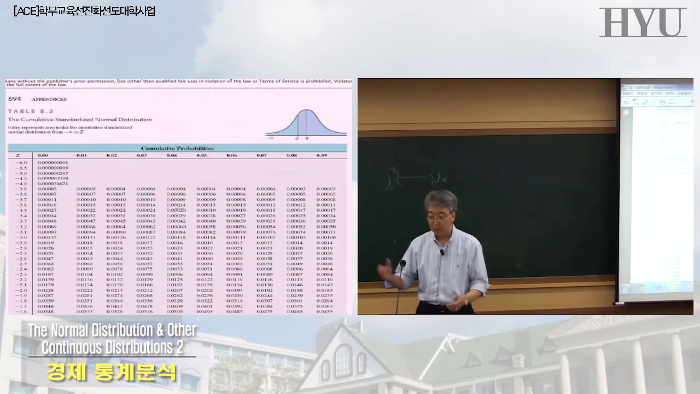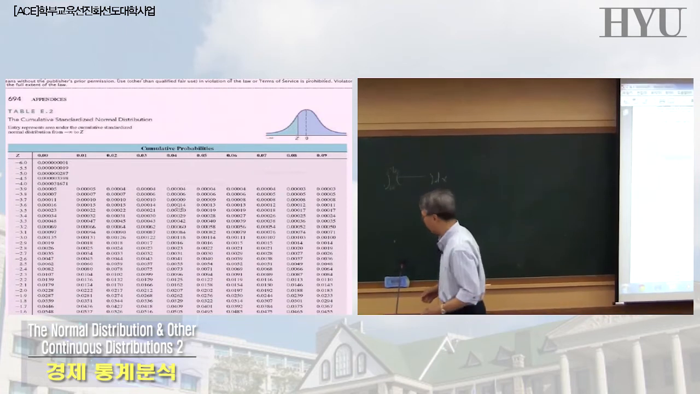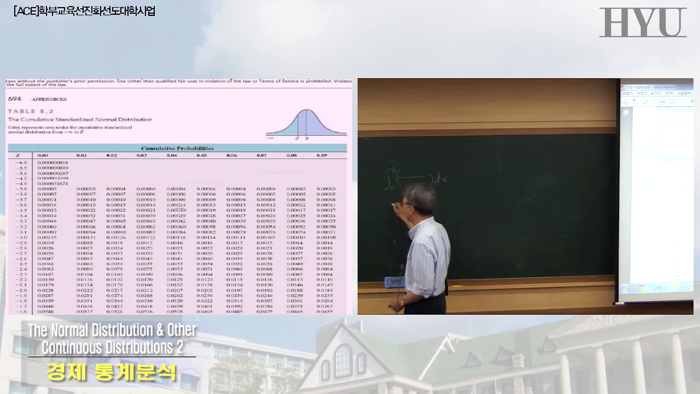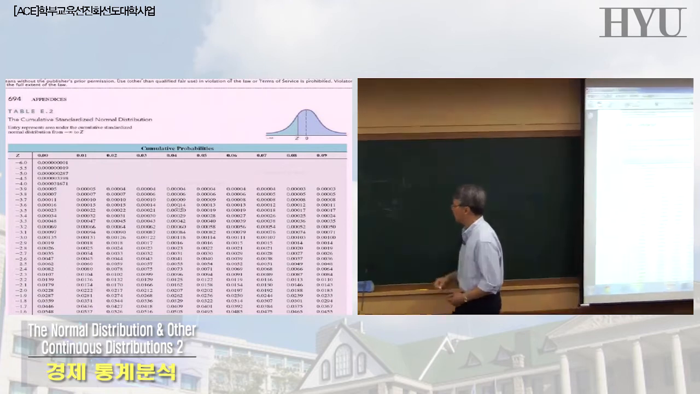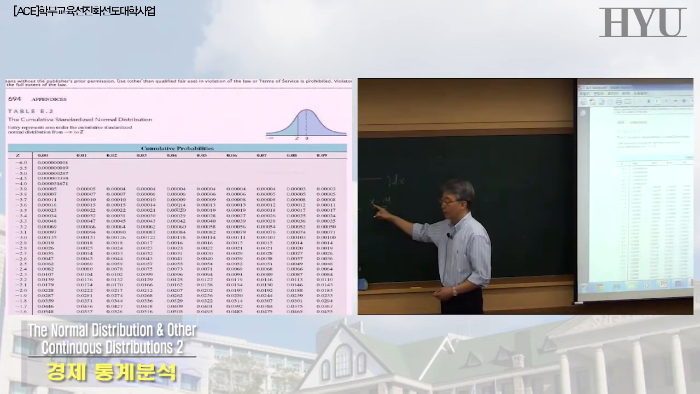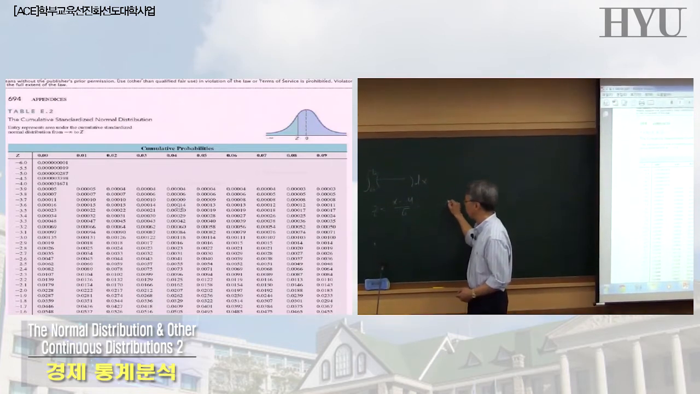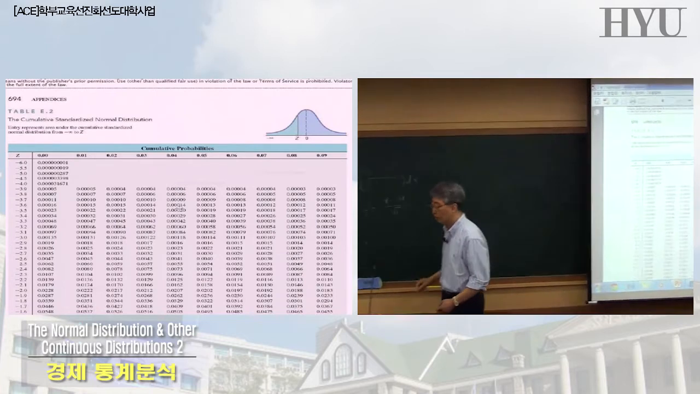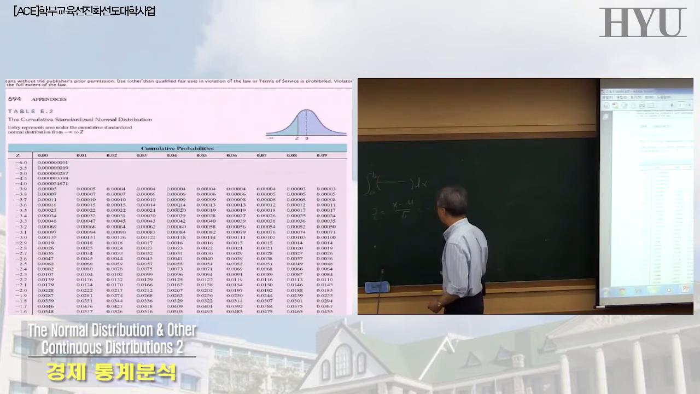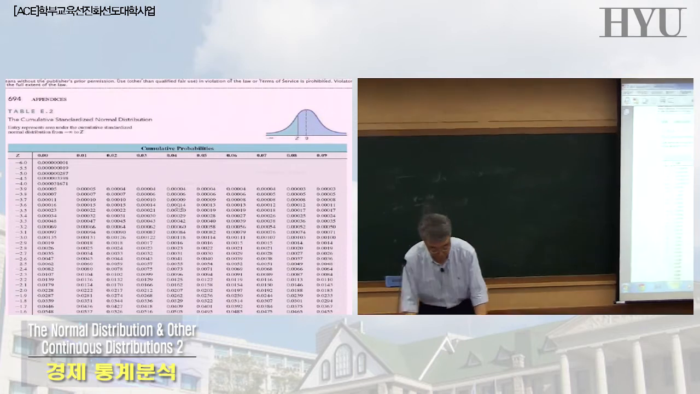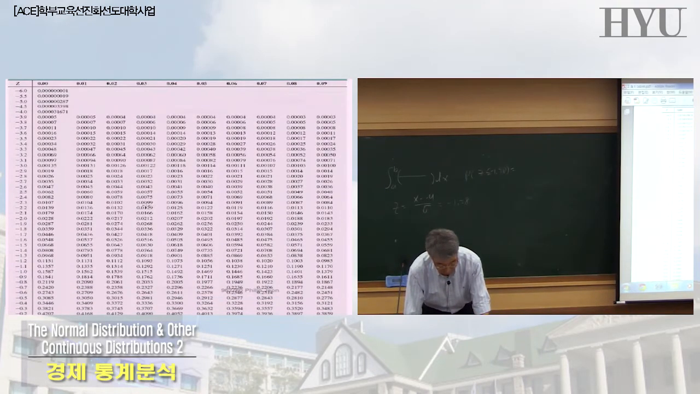So let's say negative 1.28, suppose. You calculated a number, converted any random variable x into z-score using this formula, and it came out to be negative 1.28. Can you find the probability that z will be less than or equal to negative 1.28 from this? If you have a good eye, I guess.